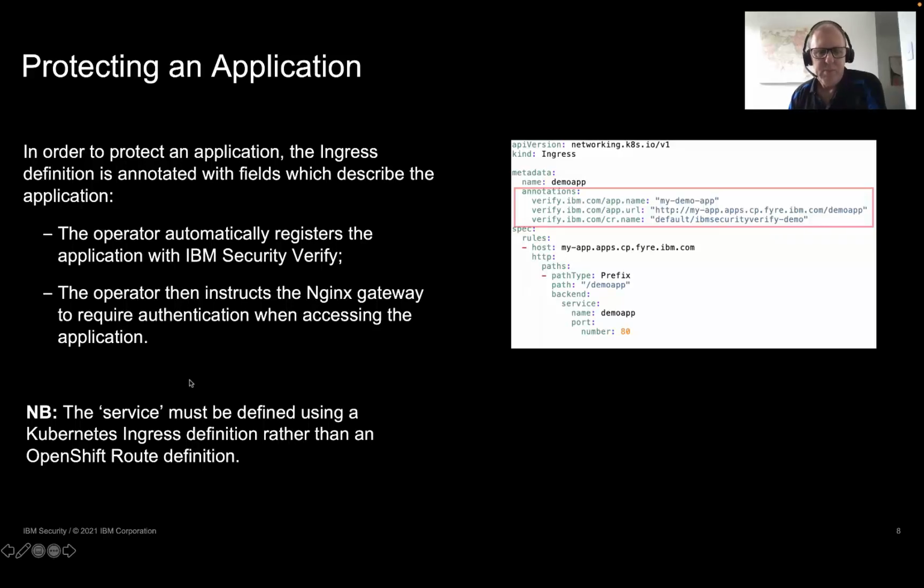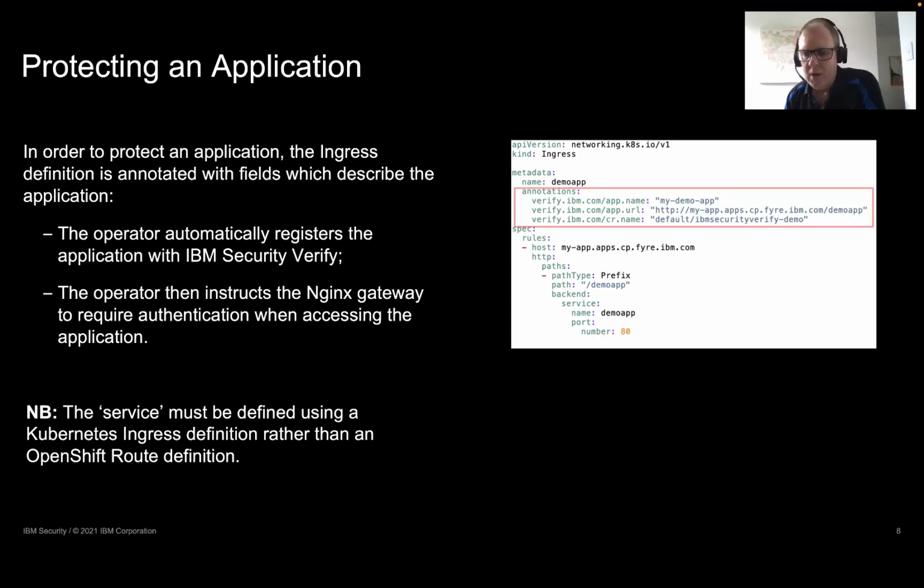Now, one thing that's important to note here is that the service defines how you get access to your application. The service definitions must be defined using a Kubernetes ingress definition so that it goes through the Nginx ingress gateway rather than your standard OpenShift route definition.